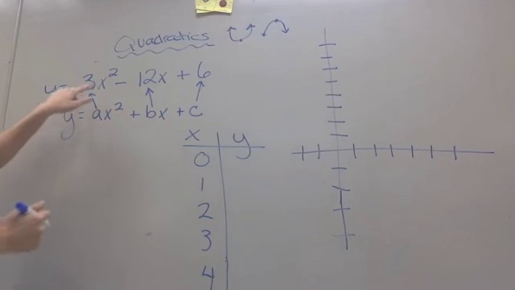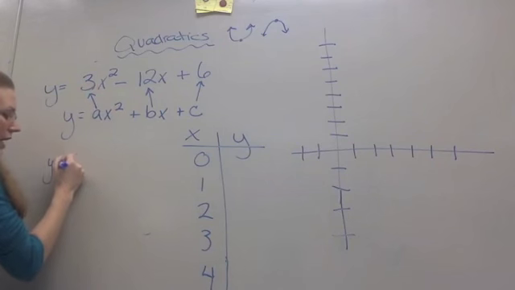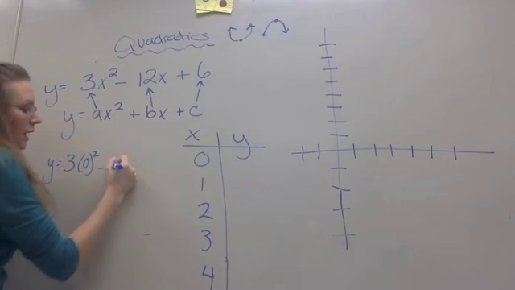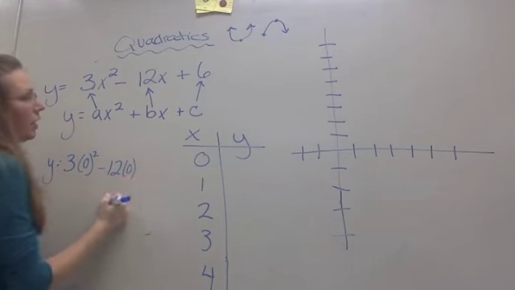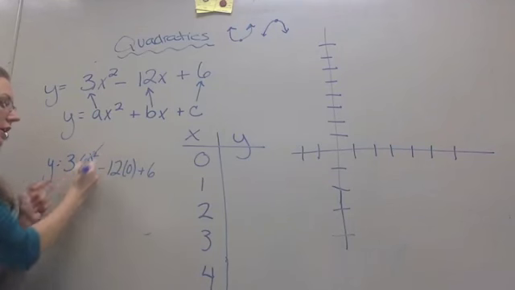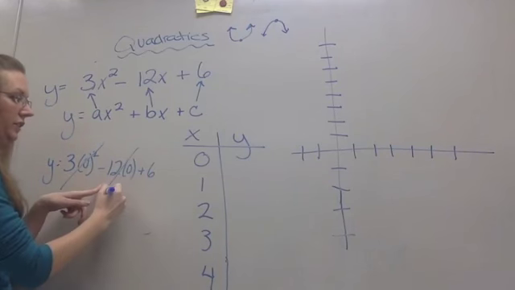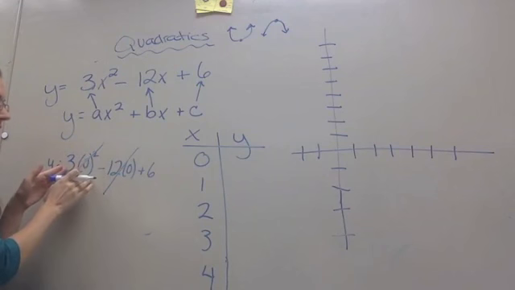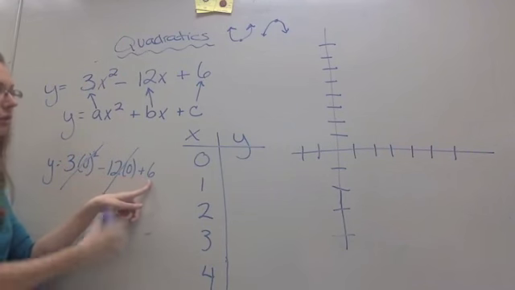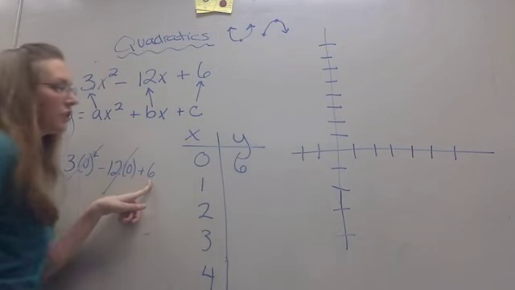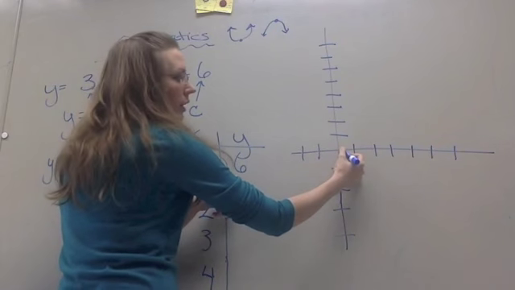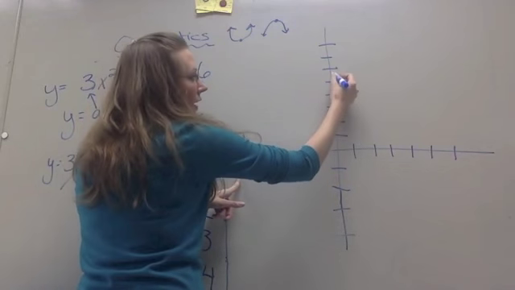So when I plug in 0 for my x, I would have y equals 3 times 0 squared minus 12 times 0 plus 6. Well, this one's easy. This whole chunk cancels out. This piece is also canceled out. So we're left with 0 minus 0 plus 6. Well, that's just going to be 6. So my first point over here is going to be over 0, up 6. So over 0, up 1, 2, 3, 4, 5, 6.